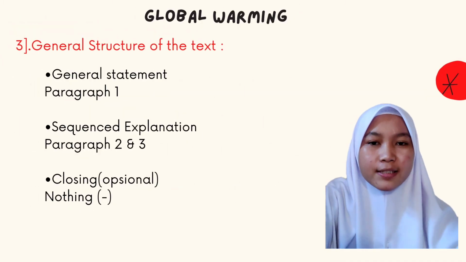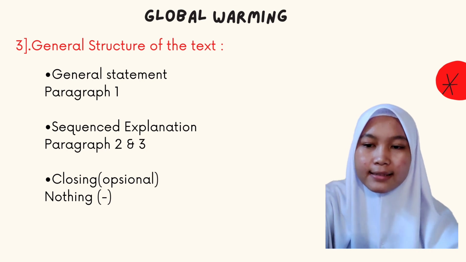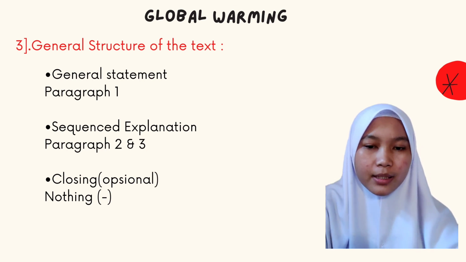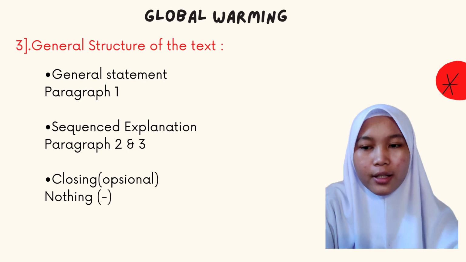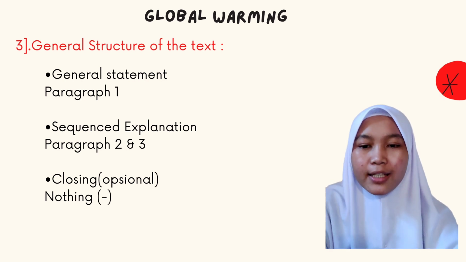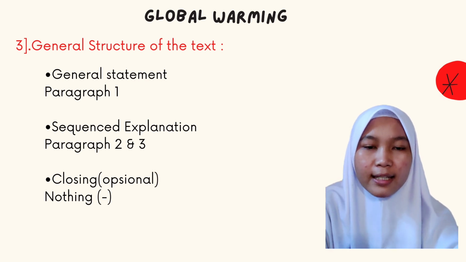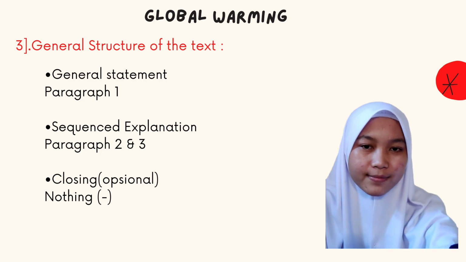Number 3. General structure of the text. Number 1, general statement. It is the first paragraph. Number 2, sequenced explanation. It is the second and third paragraph.